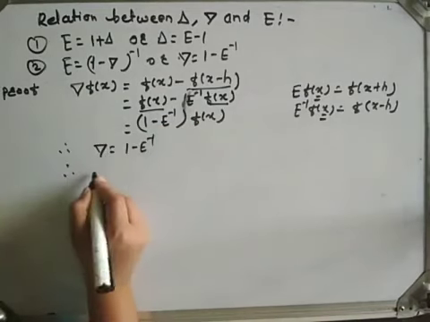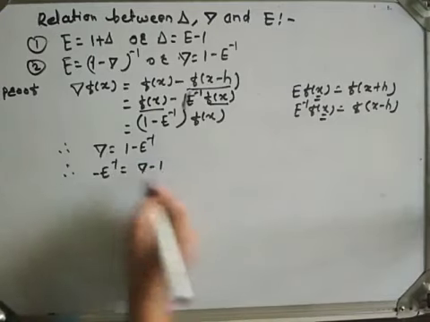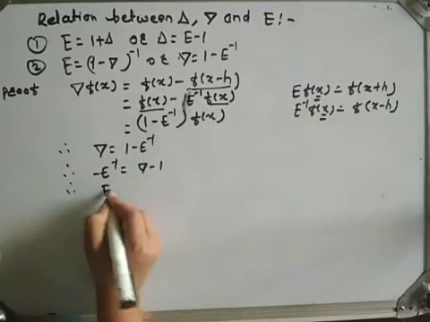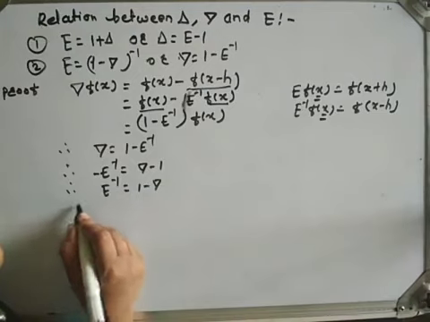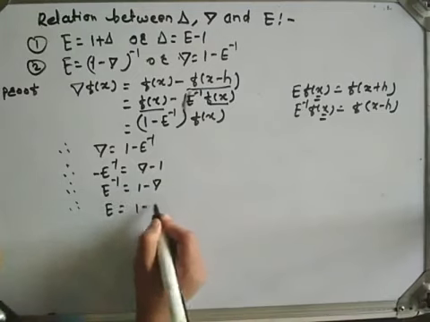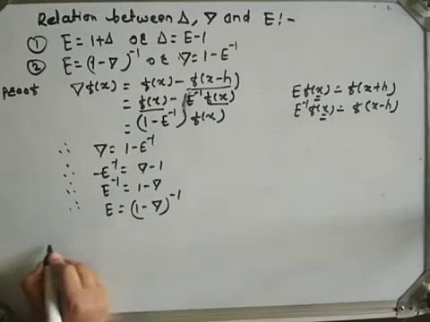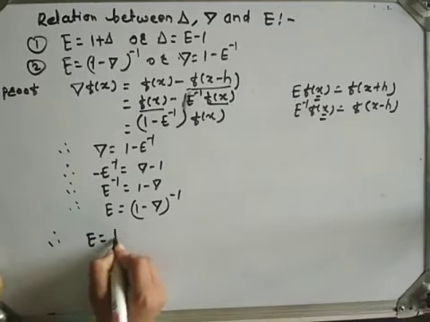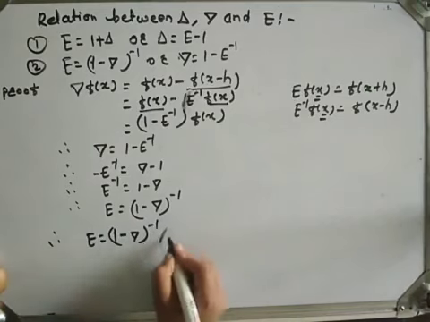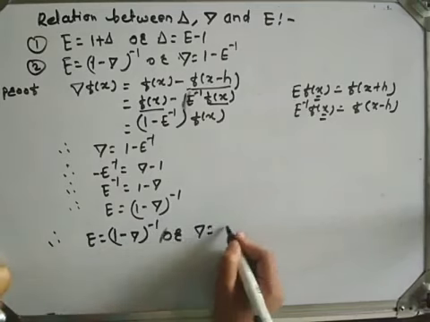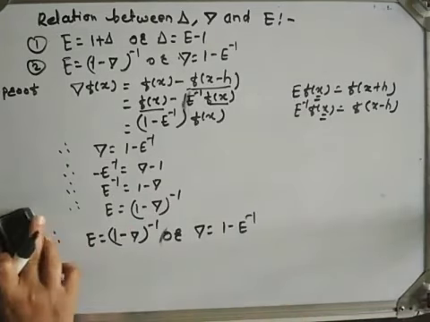Now rearrange this equation. Minus E inverse is equal to del minus 1. Multiply on both sides by minus 1. We get E inverse is equal to 1 minus del. So we get E is equal to 1 minus del whole bracket inverse, and actually it is del is equal to 1 minus E inverse. Hence both the relations are proved.